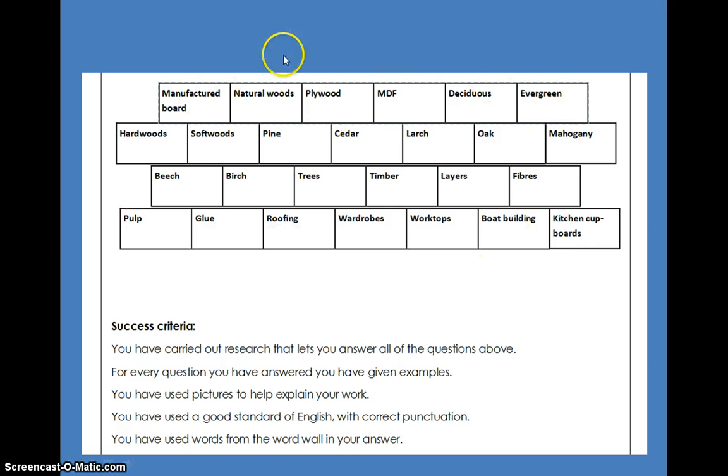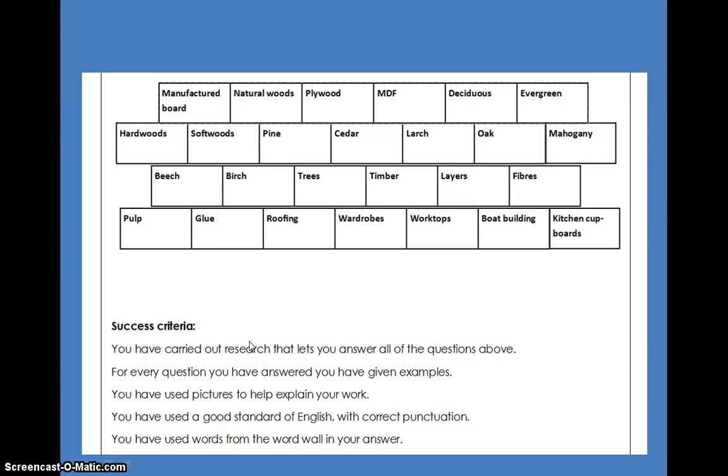This, on the middle of your sheet, is what we call a word wall. It contains lots and lots of words which we hope you'll be able to use in your presentation. There's plywood, there's MDF, cedar, larch, oak, mahogany, layers, trees, glue, beech, roofing. That's not the beech you go to, that's a type of tree. So if you can include these in your report, that would be brilliant. The more, the better.